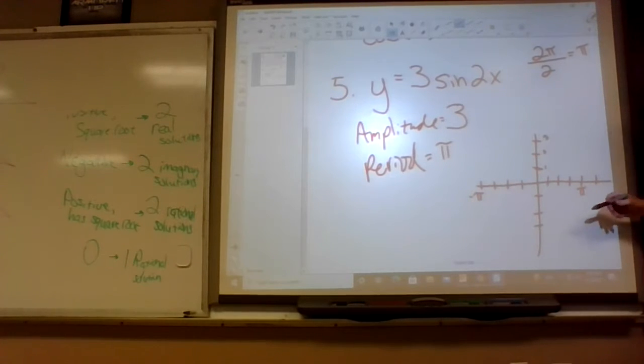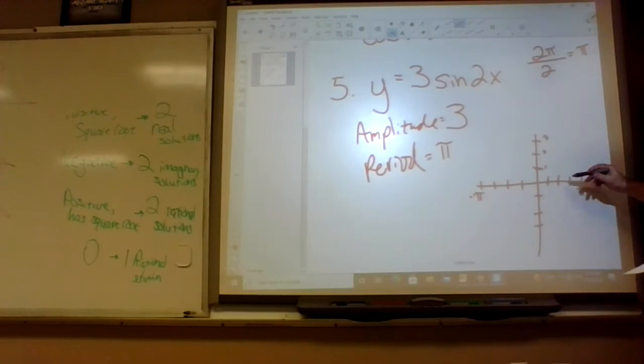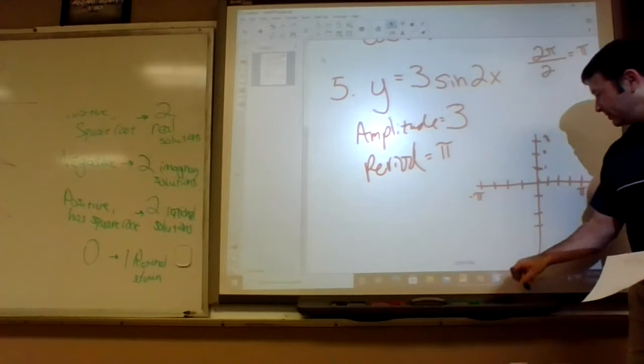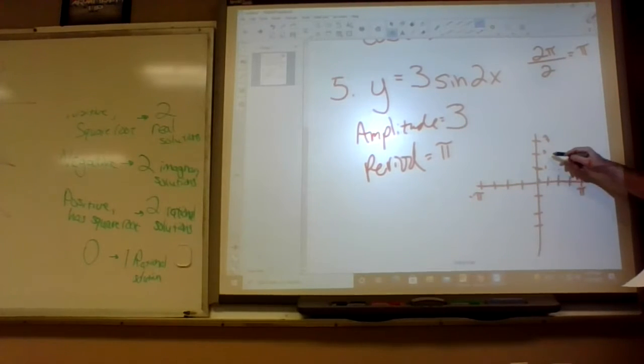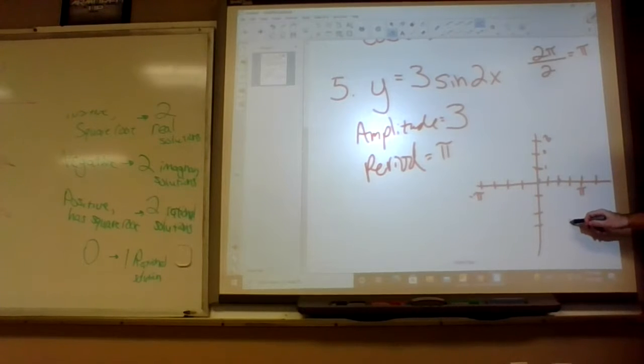So where does sine start at normally? 0. In the middle, going up. So I should have drawn this more spread out, because I'm starting here and going up, and I've got to go all the way up to 3, so it's going to be really steep. So I'm just going to put dots where I'm going to go. Step 1, it should be up at the top. Step 2, it should be back down in the middle. Step 3, it should be at the bottom. And step 4, it should be back up to the middle. So that's what it's going to look like.